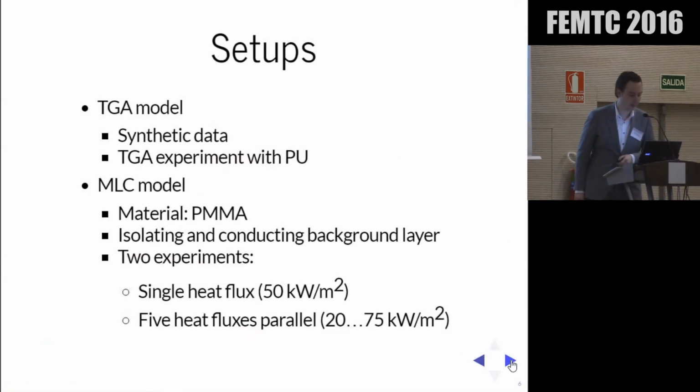So which setups did we use? We used one TGA model setup with synthetic data and experimental data. We used PU. Then we used an MLC model with PMMA as material and used an isolating and a conducting, like we saw before, aluminium background layer, and we made two experiments, one with a single heat flux of 50 kilowatts per square meter and one with 5 heat fluxes in parallel for different samples from 20 to 75 kilowatts per square meter.